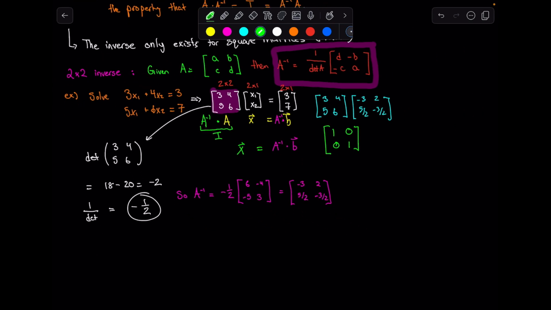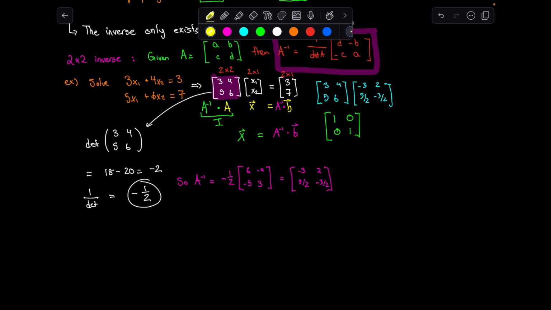So to finish solving this little matrix equation, without having to do any row reduction or anything like that, we simply multiply both sides of this equation by the inverse. We're going to multiply it on the left-hand side. So on the left side, we're going to get just x. And on the right-hand side, we're going to get this matrix negative 3, 2, 5 halves, and negative 3 halves. And multiply this by 3, 7.